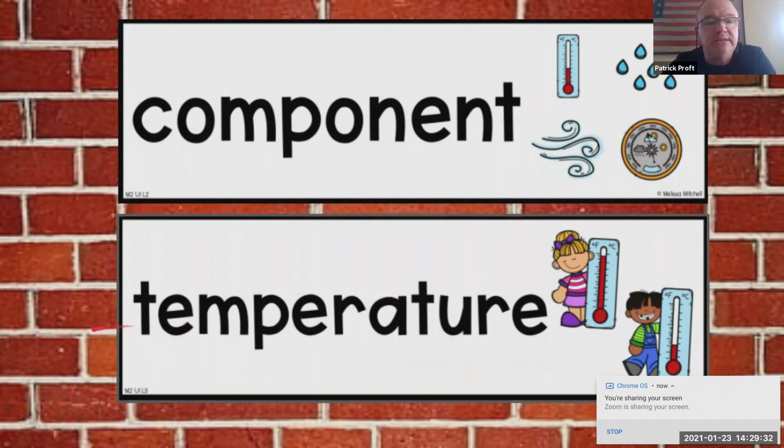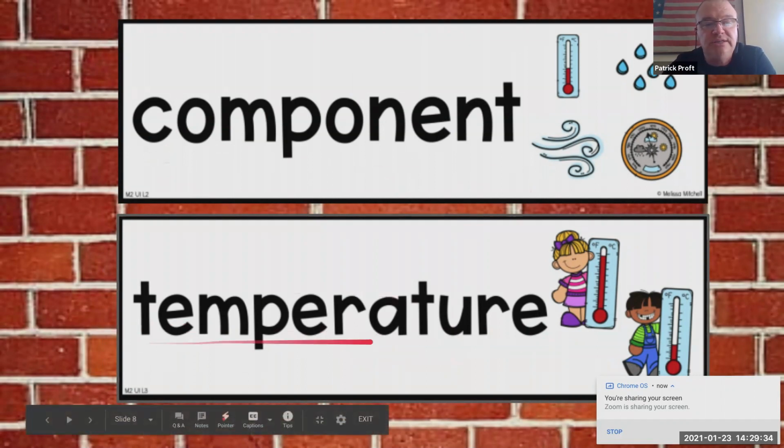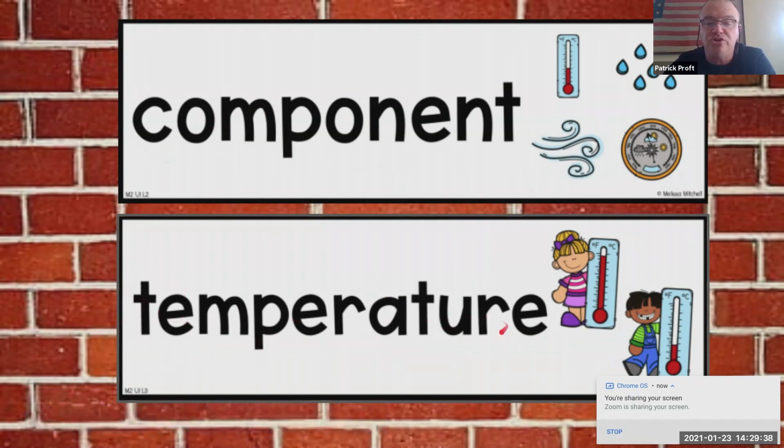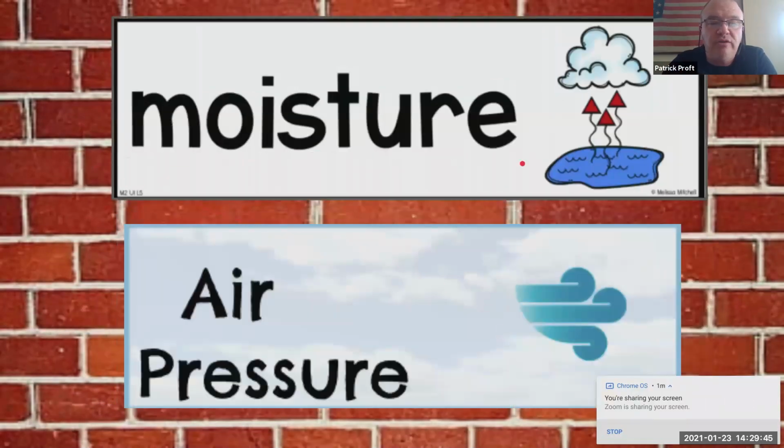The first one is temperature. Temperature starts with a T, temperature. That tells me how hot or how cold it is. Moisture is another component, moisture. Moisture is the water that's either falling from the sky or sometimes even in the air around us.